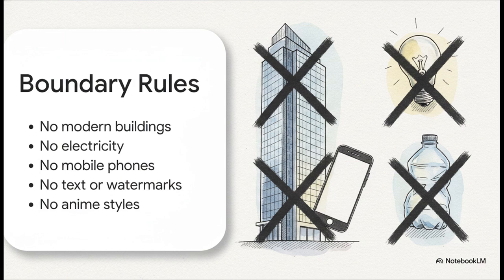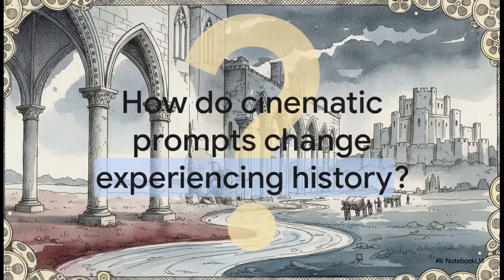AI pulls from millions of data points, and let's be real, it can easily get confused. By explicitly forbidding anachronisms like modern buildings, electricity, mobile phones, and even stylistic errors like anime styles, the prompt builds a protective wall around the scene. You've got to build that fence so a stray plastic water bottle or a modern car doesn't ruin the whole historical vibe. When you really look at the architecture of a prompt like this, it begs a fascinating question.